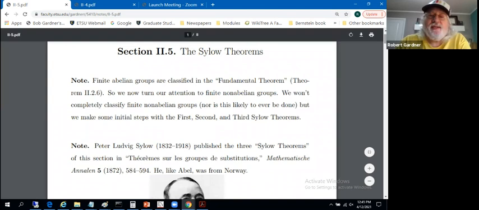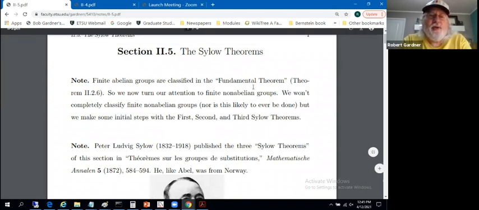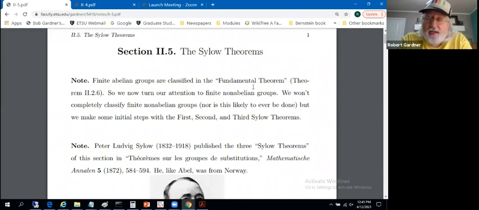In section 2.6, in the fundamental theorem of finitely generated abelian groups, any, in particular finite, abelian group is a direct sum of finite cyclic groups, which the result is applied to finite abelian groups. So now we'll turn our attention to finite non-abelian groups. We won't classify finite non-abelian groups as we did with the abelian groups, but we'll take some steps in that direction with the three Sylow theorems. It's unlikely that there'll ever be a classification of finite non-abelian groups.